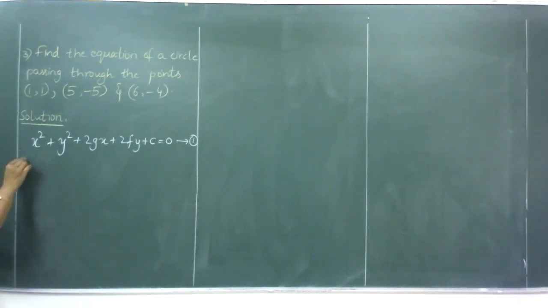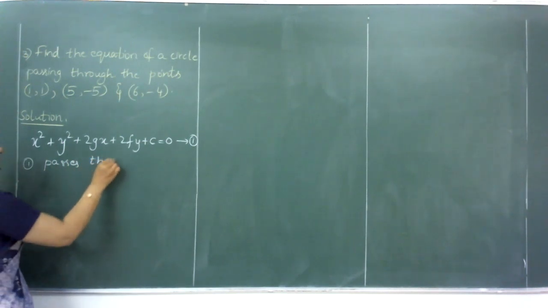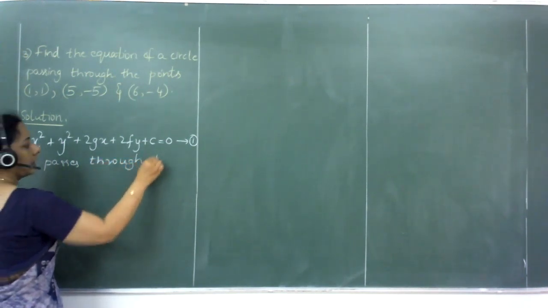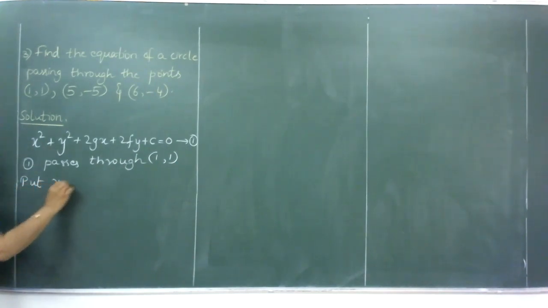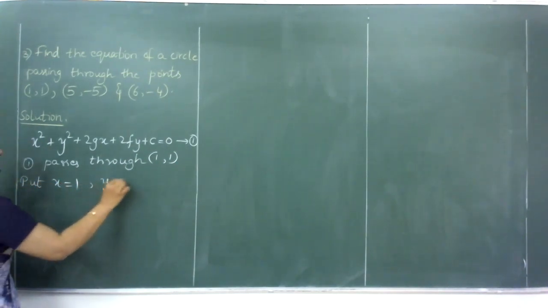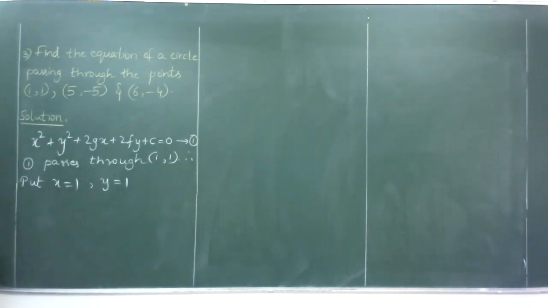The circle 1 here, that is the general equation of the circle, it is passing through the first point (1, 1). Equation 1 passes through (1, 1). That means we can be substituting x equal to 1, y is equal to 1 back in equation 1. What do we get then?